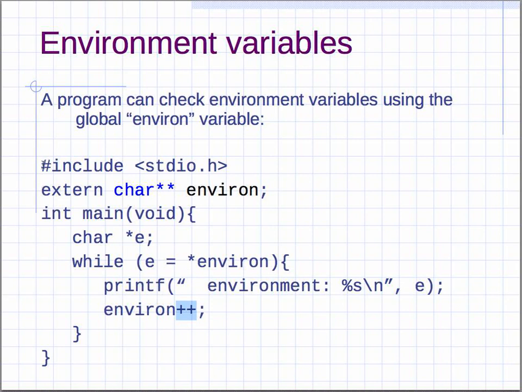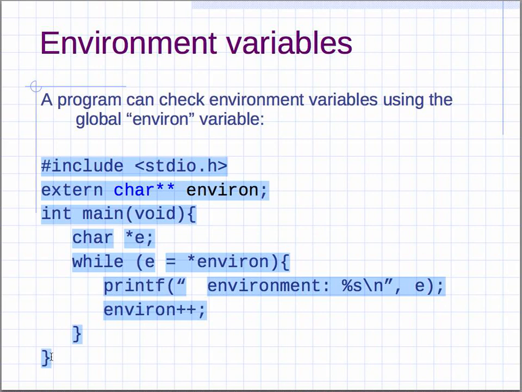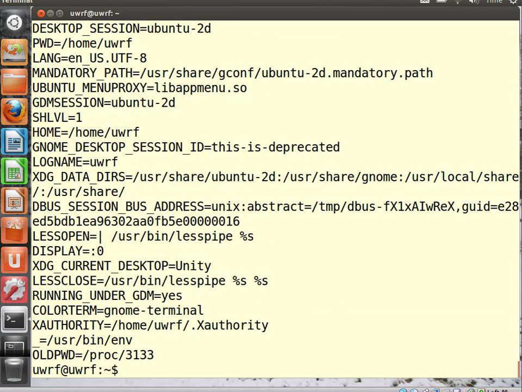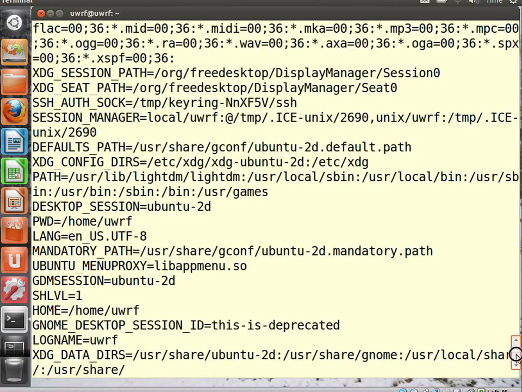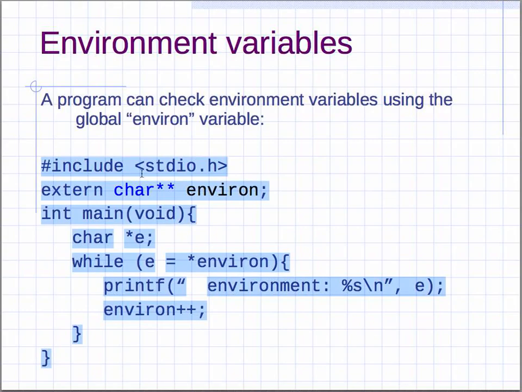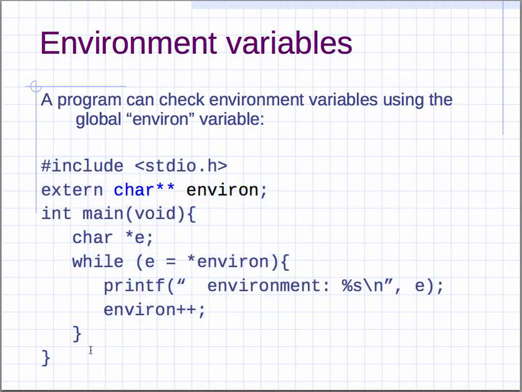So try this out. Set up a program like this, and what it should do is print out exactly the same information as the env command. So just like env prints out a ton of information, that's all the environment variables. You should be able to see all of this from within a C program if you ever need to do it. Okay, a program like this would do it.